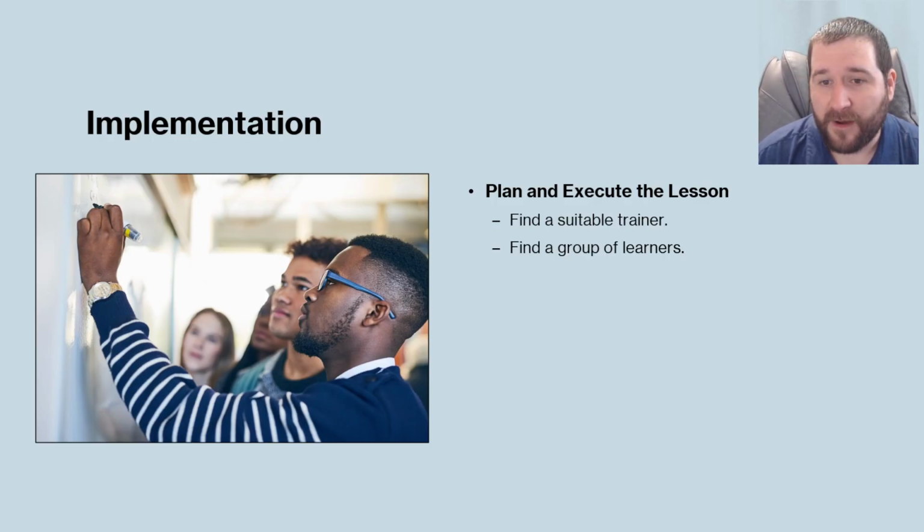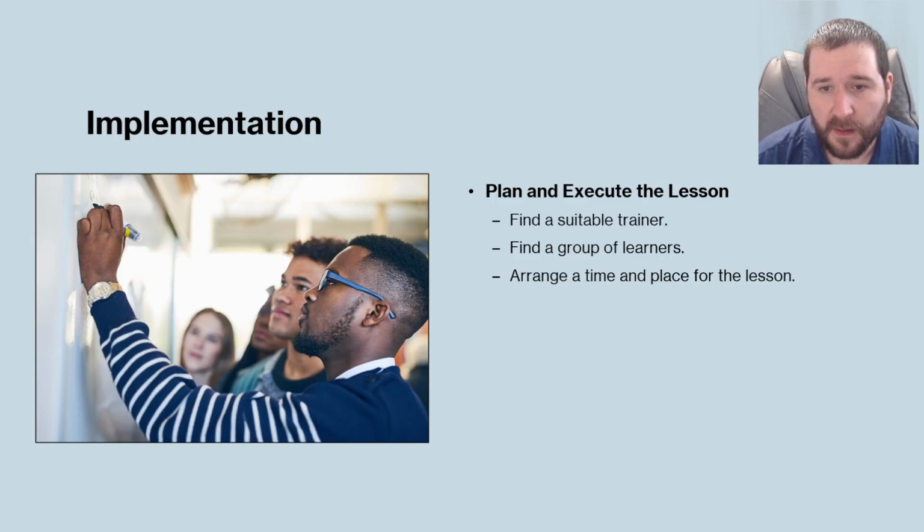And we'll have to find our group of learners. And then we arrange a time and a place for the lesson, and we try it out. The implementation phase is about teaching the lesson and seeing how it goes, whether this is in a pilot group just as a test, or with the actual student group and learner group that you're going to be working with, just to see how it's running, if it's running correctly, and what changes we need to make in this next phase of the ADDIE process.